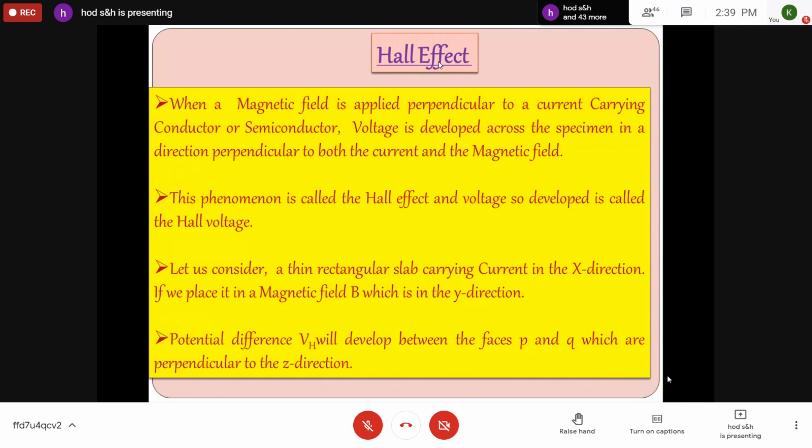To understand this, let us consider a thin rectangular slab carrying current in the x direction. Let us consider an N-type semiconductor, in the form of a thin rectangular slab. The current is passing along its length. Let us assume a perpendicular magnetic field is applied along the y direction. Whenever a magnetic field acts on the electrons, because the current is passing along the positive x-axis, the electrons will be moving in the negative x-axis.